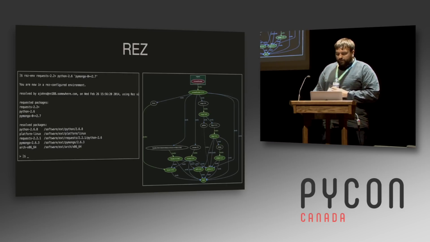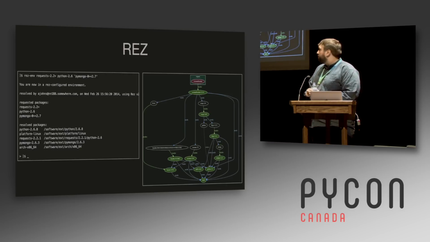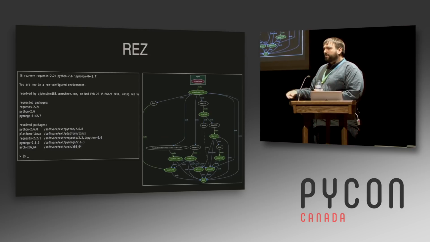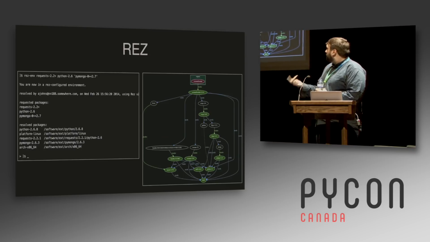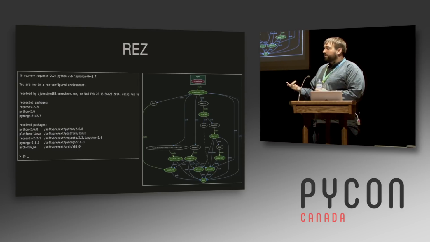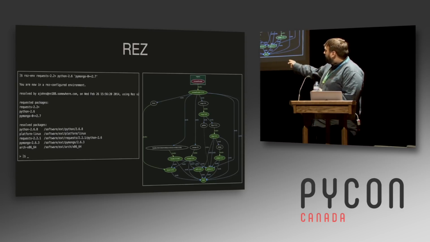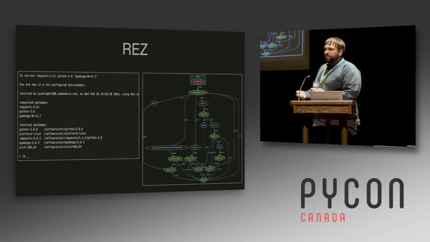So in this example, we can see like you res env into an environment that would have requests, Python, PyMongo, and those would be separate Res packages, which have some metadata like where the Python modules are and the version of the package and what packages they require. And what you get back is an environment with PyMongo, Python, and requests. And here is a very simple one for Houdini.